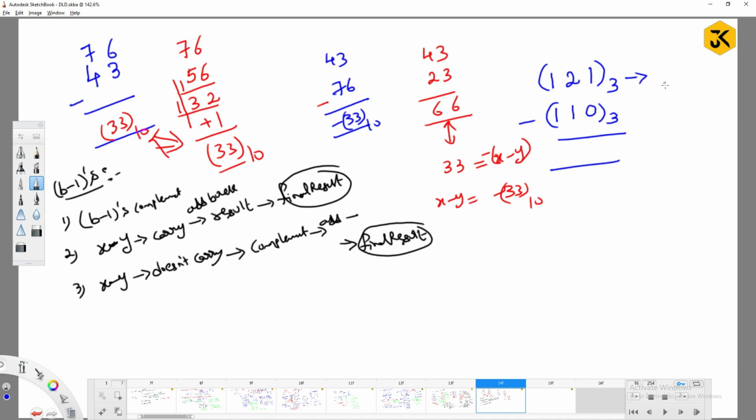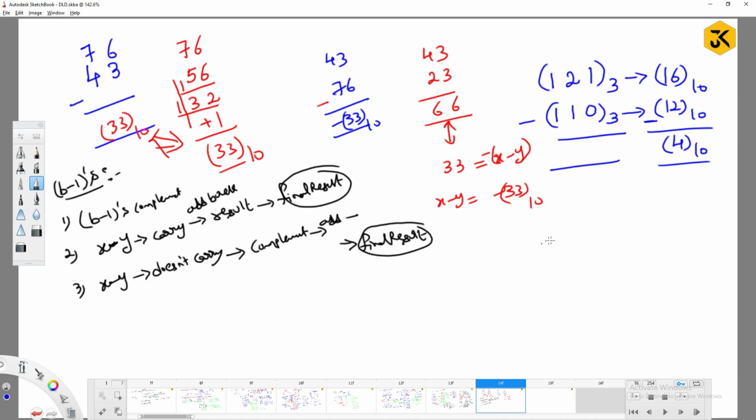Right, 121 base 3 in decimal format. You have to perform multiplication: 1 plus 6 plus 9, 16. Very good, 16 base 10. And 110 is 3 plus 9, 12 base 10. If I perform subtraction, you need to have 4 base 10, right?